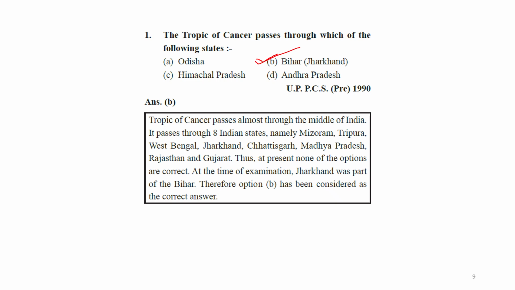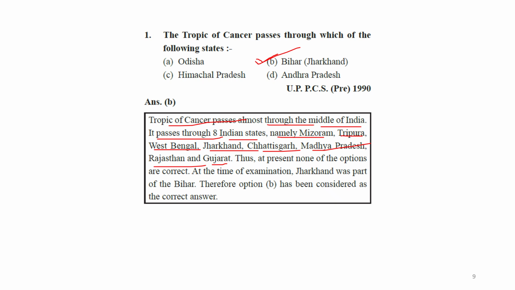We'll read here: the Tropic of Cancer passes through almost the middle of India. It passes through 8 Indian states, namely Mizoram, Tripura, West Bengal, Jharkhand, Chhattisgarh, Madhya Pradesh, Rajasthan, and Gujarat. Please remember these 8 states. Sometimes in questions they will ask how many states the Tropic of Cancer is passing through, and the answer is 8.